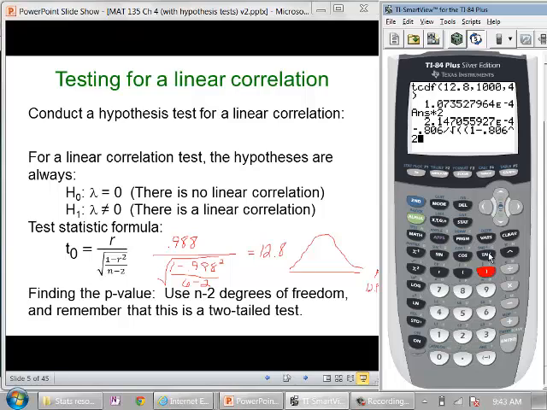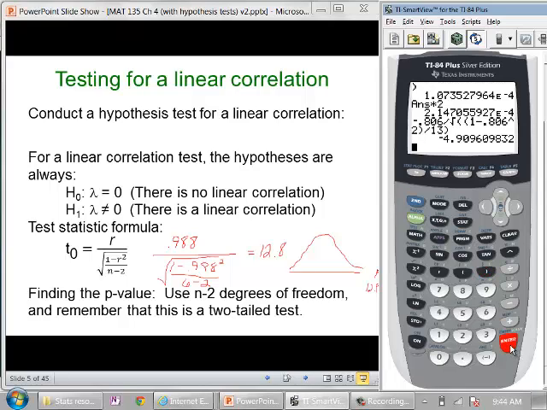This is one thing to look out for when you're putting this in. If you have a negative R value, still when you square it, it's going to come out positive. So be really careful with your negatives there. And then on the bottom, we're going to have 15 minus 2, so that's going to be 13. Okay, so our test statistic here turns out to be negative 4.9.